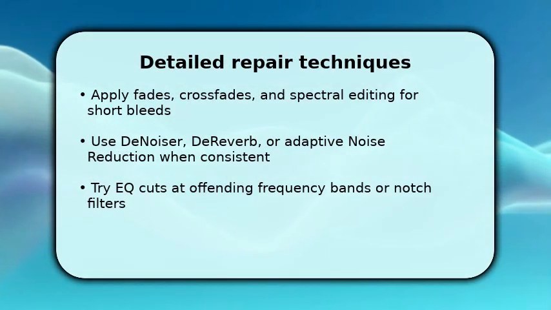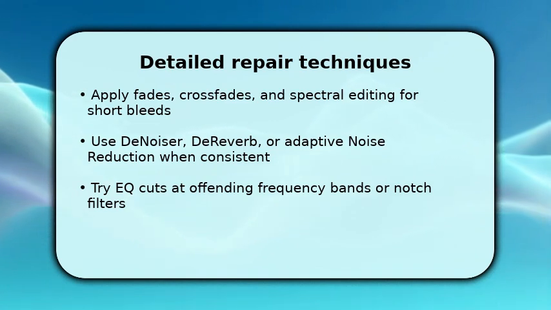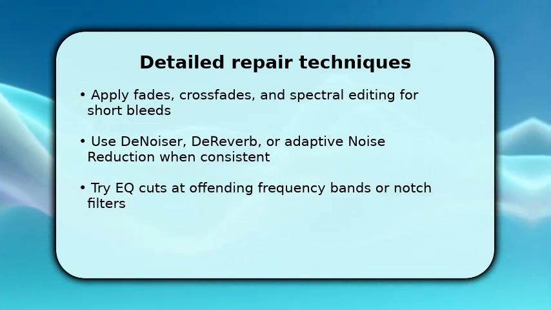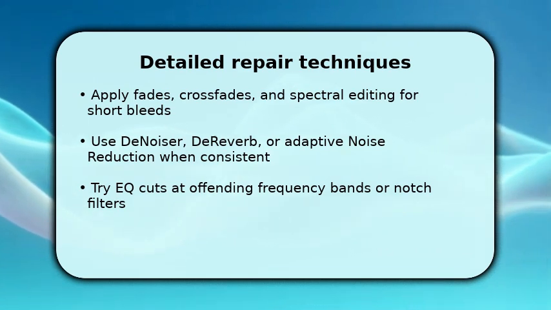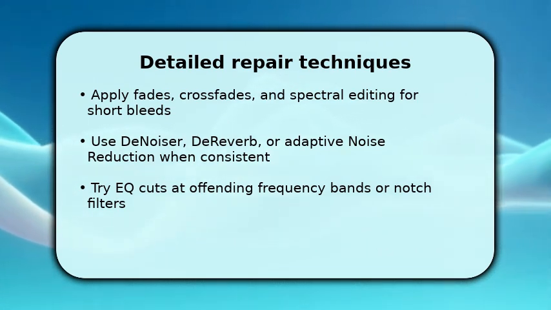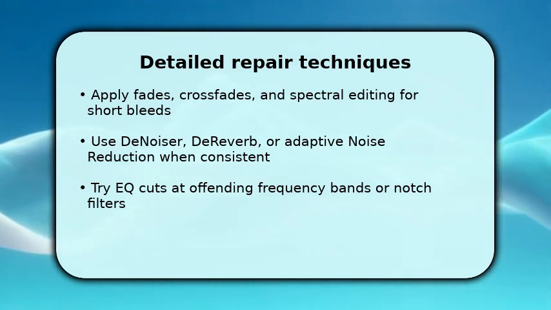Once you've marked problem spots, trim and apply quick fades or crossfades to remove clicks and short leaks. These small edits often solve the majority. When bleed is sustained, use Premiere's denoiser or adaptive noise reduction. Adjust threshold and reduction while listening in real time so you don't thin the voice.